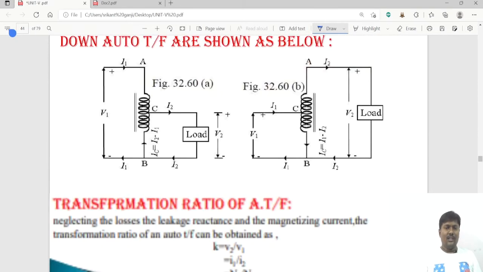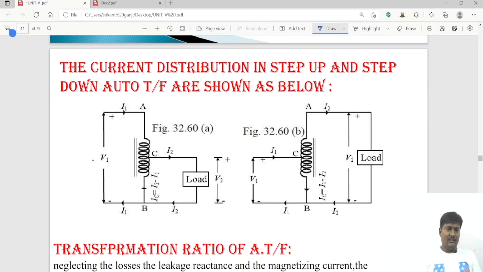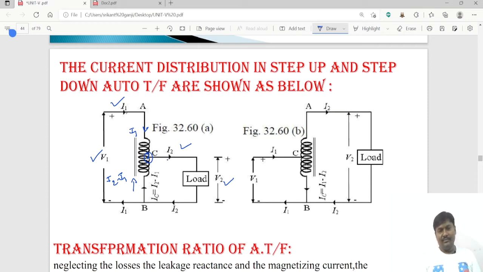So how will the current be distributed? The input voltage is V1 and input current is I1, the output voltage is V2 and the current is I2, and I2 minus I1 is in the upward direction. If you apply KCL at this point, I1 is coming like this and I2 is going like this. Most of the students got it wrong. Sorry, I1 is coming, I2 is outgoing, so I1 minus I2 is in the downward direction. No, not like that. Why?